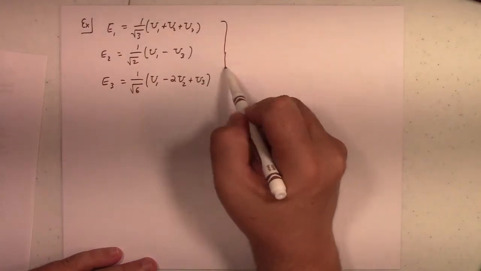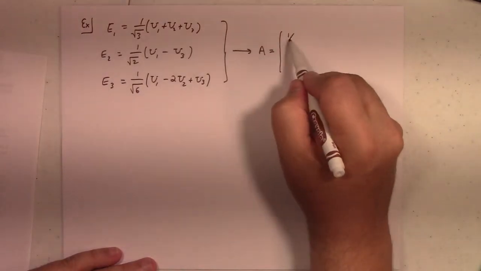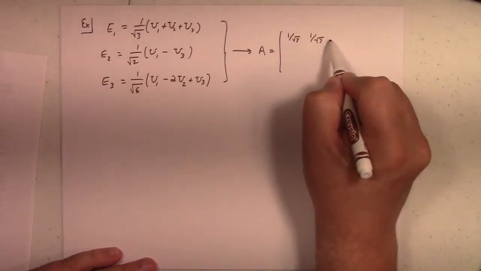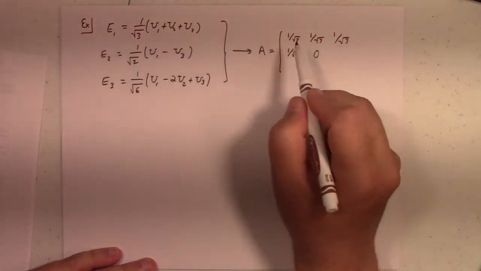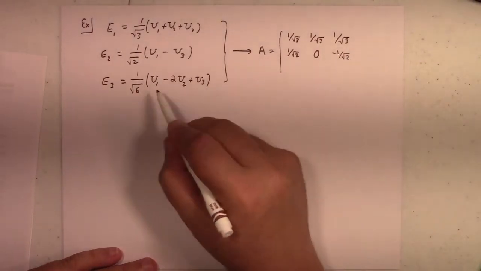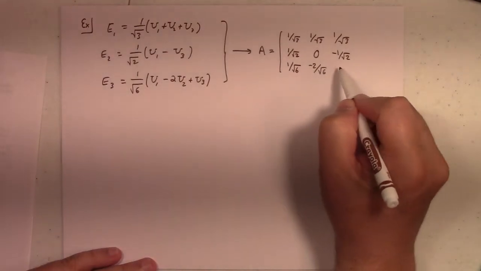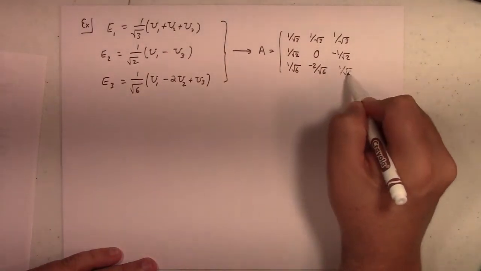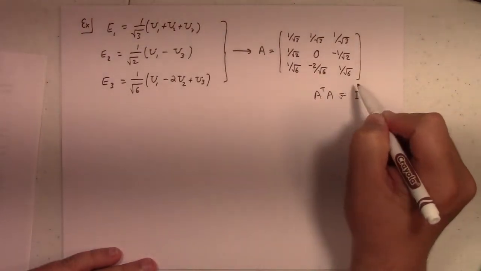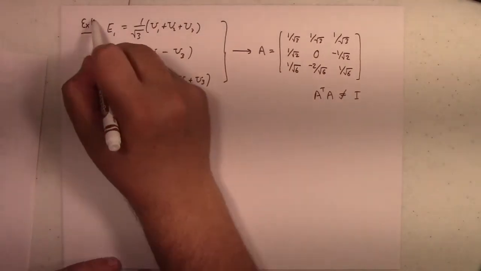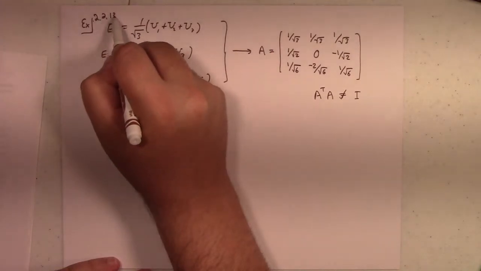Anyway, with this frame in mind, the attitude matrix A is just 1 over root 3, 1 over root 3, 1 over root 3, 1 over root 2. There's no E2 component, so it's 0. Minus 1 over root 2, and then here 1 over root 6, minus 2 over root 6, and 1 over root 6 again. And you can check that A transpose A is equal to I. You can check on that, it's true. So there's my example. It's actually my example 2.13 if you're keeping score.